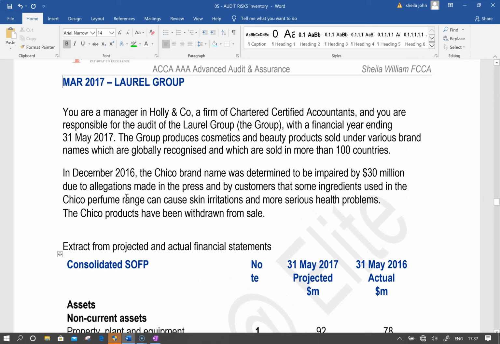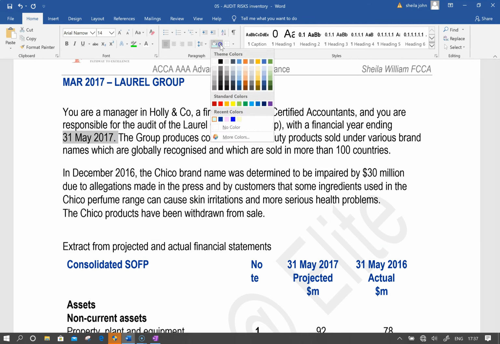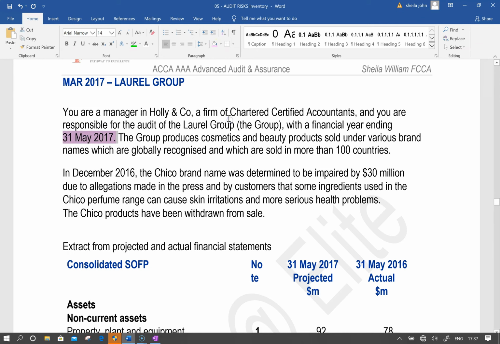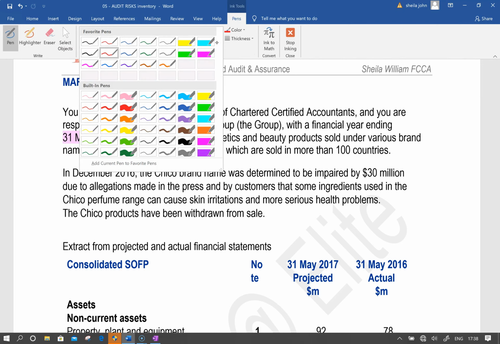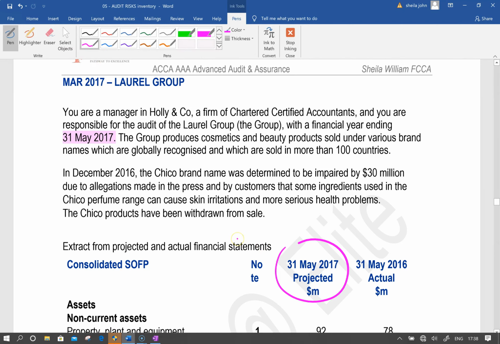You're a manager and you're responsible for the audit of the Laurel Group with a financial year ending of 31 May 2017. And this question is a March 2001 question. So the year end is not yet over. So if it's not yet over, then it's very important for you to go and see whether the SOPL is projected to be 12 months or not. If not, we've got to gross it up, just like we did in the Oak question.